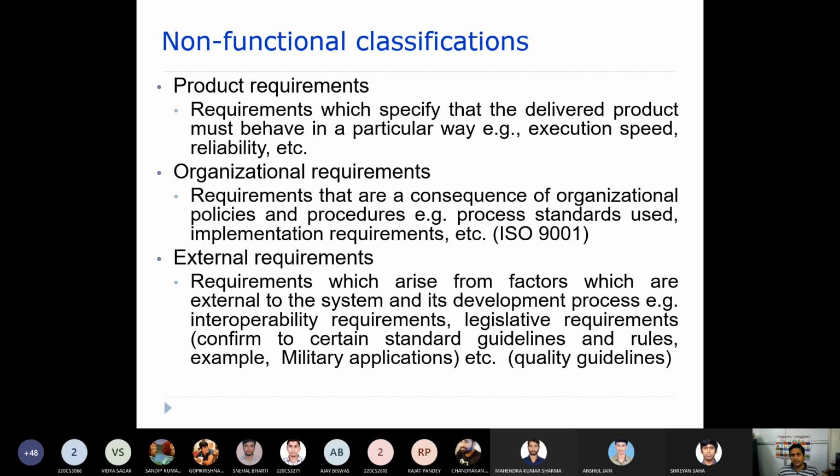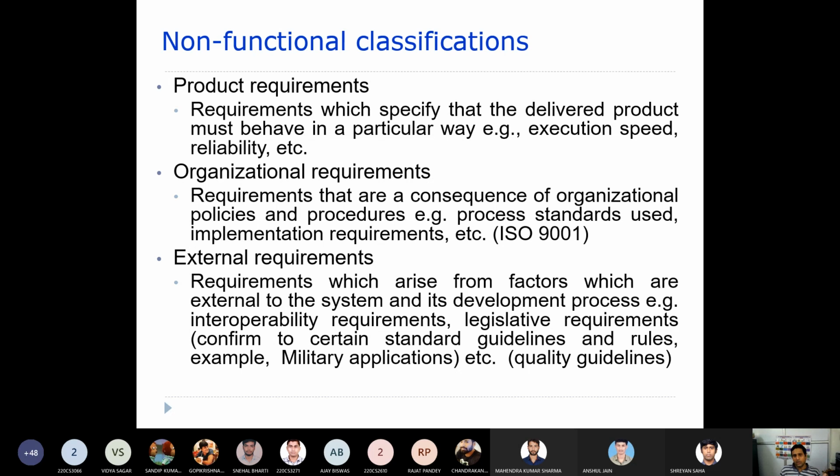So now these non-functional requirements can further be classified into product requirements, organizational requirements, and external requirements. The product requirements, as I said, are things like execution speed or reliability. They are all specific to the product. That means the number of transactions the system should handle at a time should be this much, or it should handle this many users at a time. That is exactly what non-functional product requirements are.